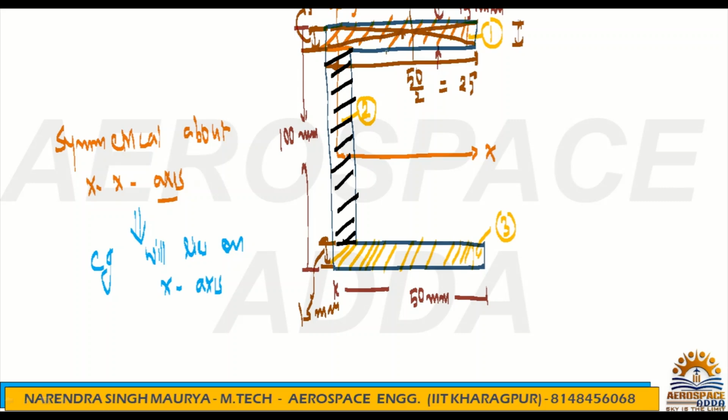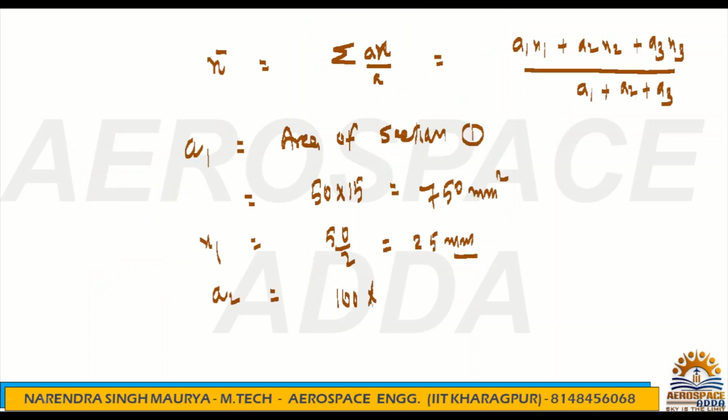Now, so this length will be what? 100 minus 15 plus 15, that is 30. It's just 70 only. Hope you understood. It's nothing but 100. Better I will write 100 minus 30 into 15. That means the 10 square. What is the x2?